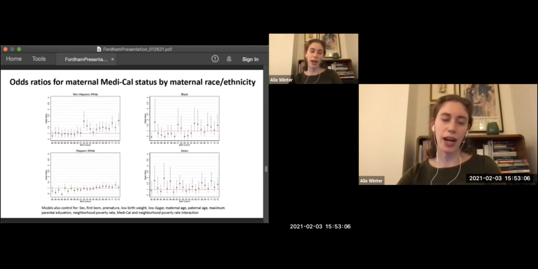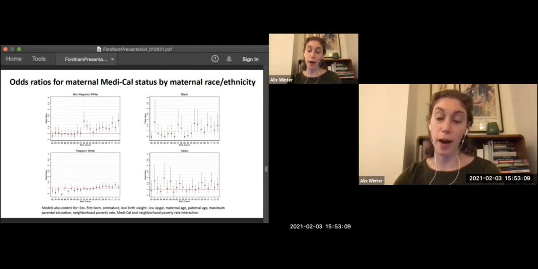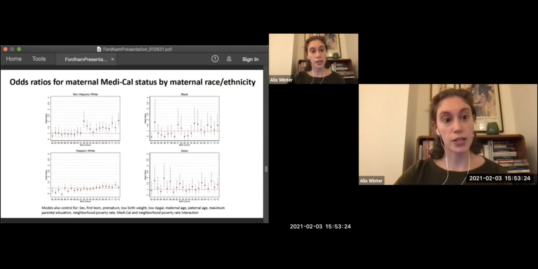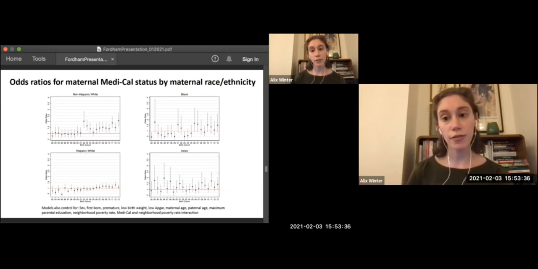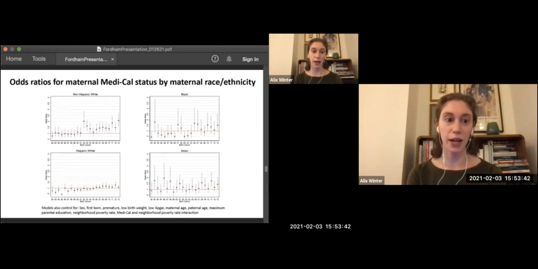And we see that when accounting for the factors that are listed on the bottom of the slide, among children of white mothers, so the figure in the top left corner, Medi-Cal receipt was an insignificant predictor of autism diagnosis, but then became a positive predictor of autism diagnosis for more recent cohorts. In contrast, Medi-Cal is generally insignificant as a predictor of autism diagnosis for children of Black, Hispanic, and Asian mothers when we account for other relevant factors. And so this confirms that the social patterning of autism diagnosis by class changed for children of white mothers, but did not change for children of other mothers.